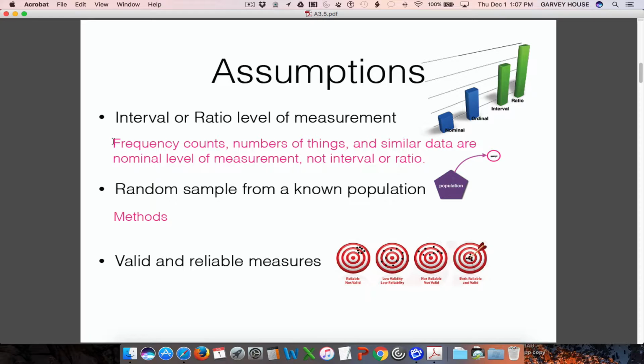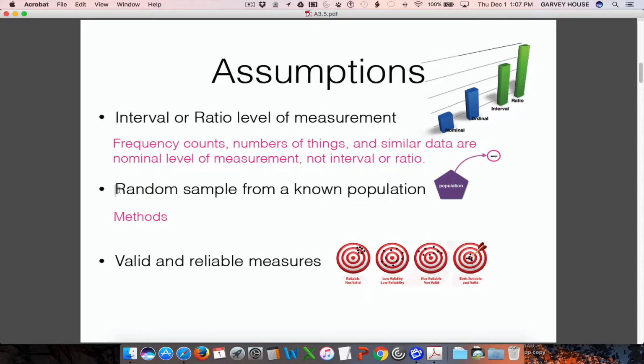I do want to call out that things like frequency counts, numbers of things, and similar types of data are nominal levels of measurement. They're not interval or ratio. Therefore, you can't use nominal level data with statistical techniques that assume a normal distribution. We have non-parametric tests that will work for statistical tests that do not assume a normal distribution.